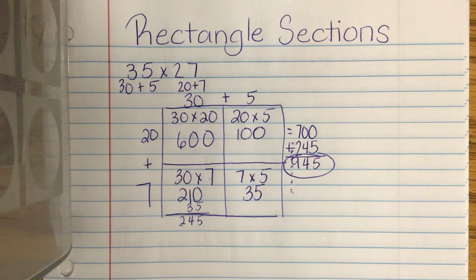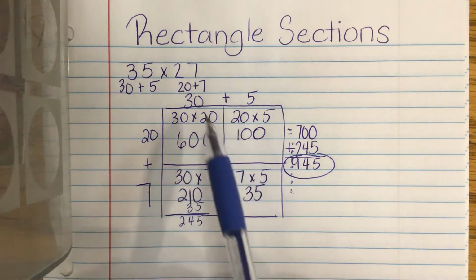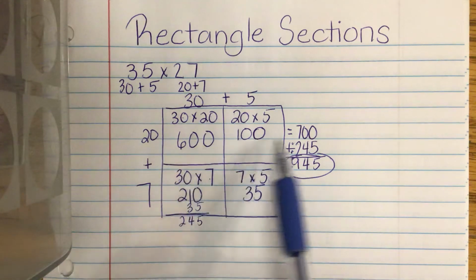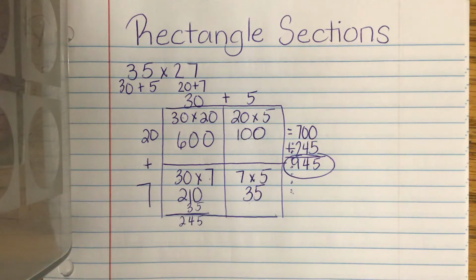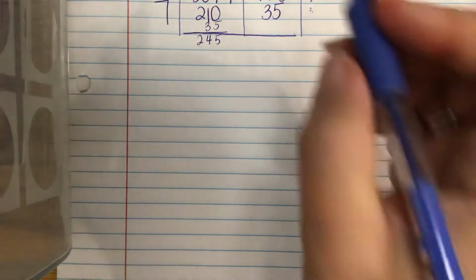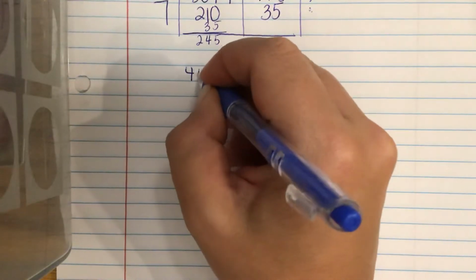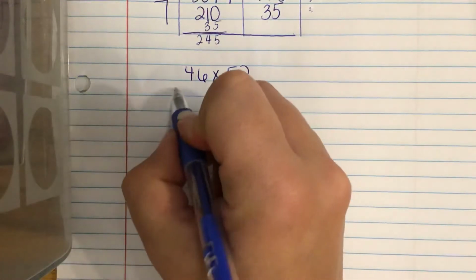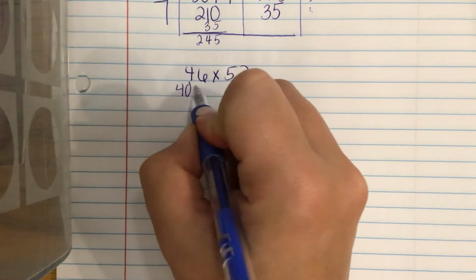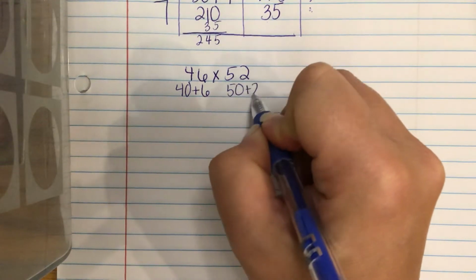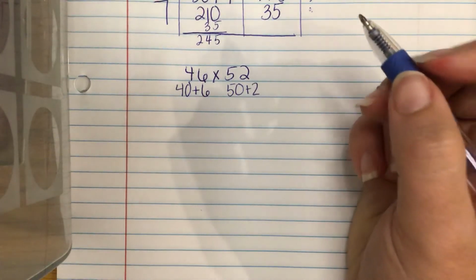945. Okay, so I broke the numbers up and then I multiplied each one using powers of 10, so my multiplication problems were pretty easy. And then I added my rows to get 900, and then I added to get 945. Okay, let's talk about another example. 46 times 52. I'm going to break this up into 40 plus 6 and 50 plus 2. That's called decomposing the numbers.